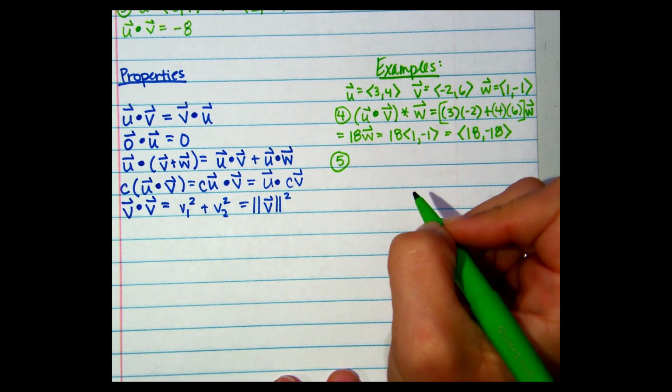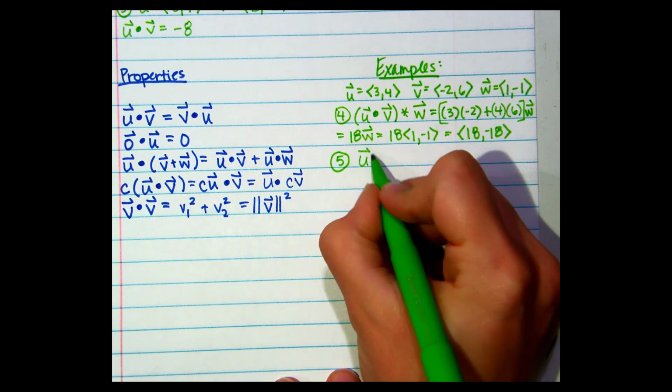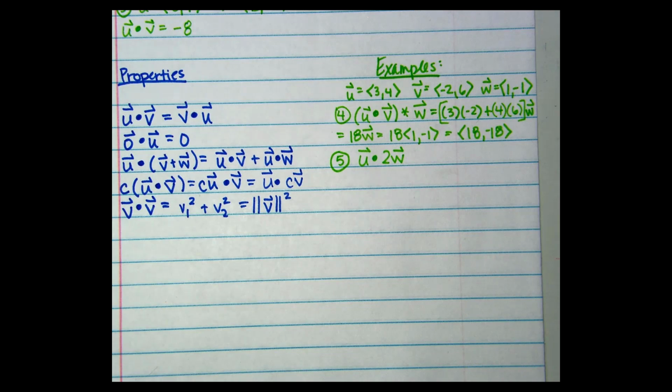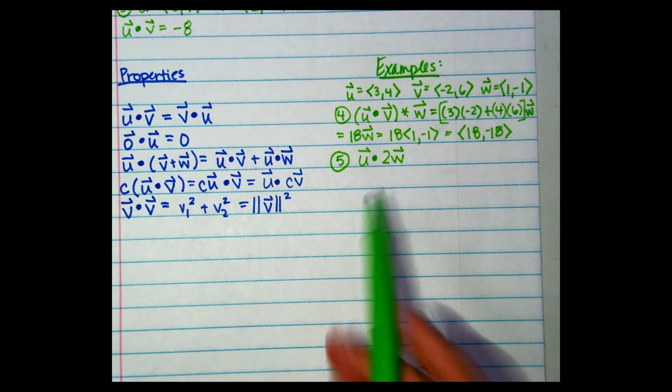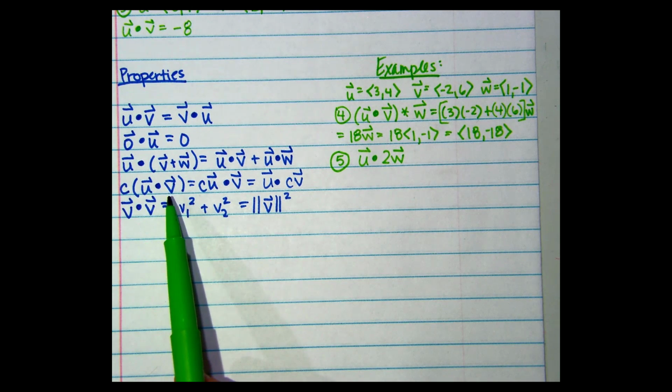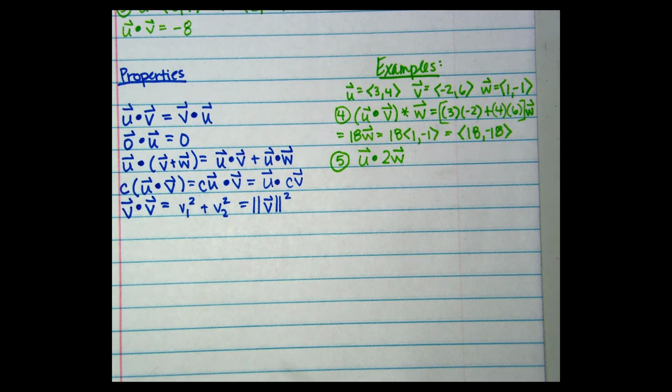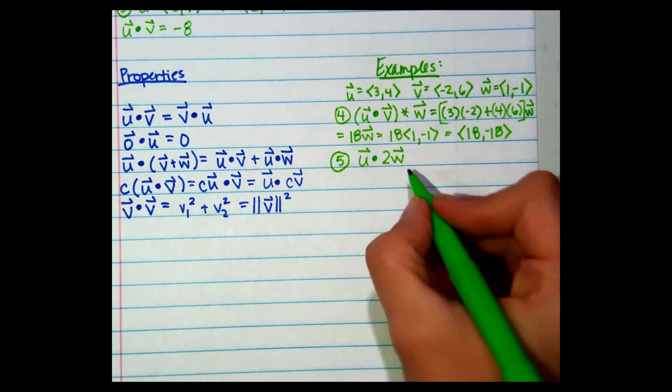Okay, let's do one more. Let's do U dot 2W. So this is what we were saying with the C. I can deal with the C anytime I want to. I could double W and then dot product, or I can dot U and W and then multiply the result times 2. I should get the same answer no matter which way I do it. So I'm going to dot first. If you want to do it the other way, double first, just to show you that they are the same.